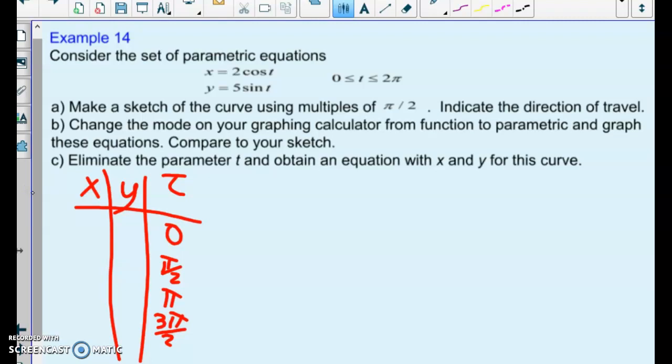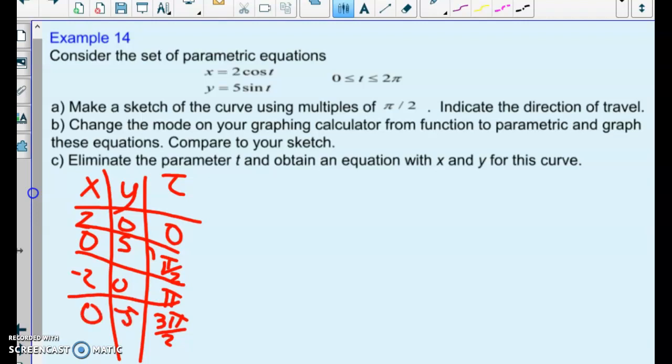So if I plug in 0, the cosine of 0 is 1, so I get 2 times 1, which is 2. The sine at 0 is 0, so I get a 0. And then if I do the same thing at pi over 2, the cosine at pi over 2 is 0, so the x value is 0. The sine at pi over 2 is 1, so the y value is 5. I'll make sure I get them in the same row here. At pi, I'm going to get negative 2, 0. And at 3 pi over 2, I get 0, negative 5.